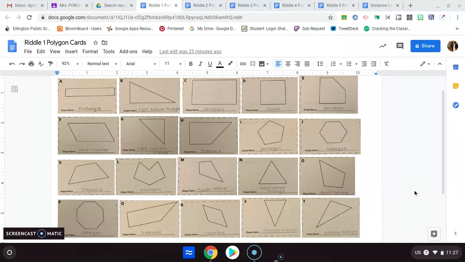Hey, fourth graders. This is one of my favorite activities, and I'm so glad I was able to figure out a way to play it with you. So, for the last few days, you have been looking at characteristics of different polygons.